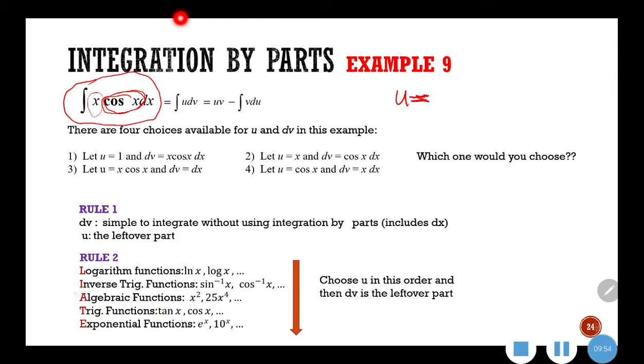Okay, kalau kita tengok, logarithmic tak ada, inverse tak ada. Yes, we do have algebra which is x. So maknanya the highest priority for us to choose here, let u equal x. Then the remaining will become your dv. Then meaning that for this case, your dv equals cos x dx. Okay, cos x dx. So we're going to choose number 2. Okay, now let's try to solve the rest of the solution.